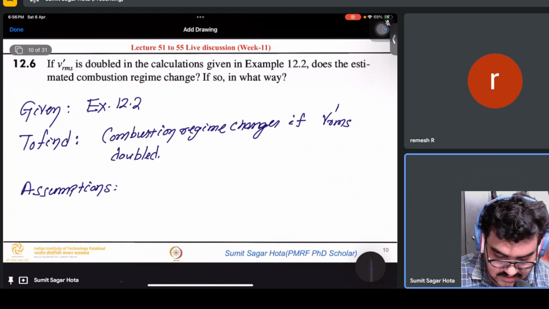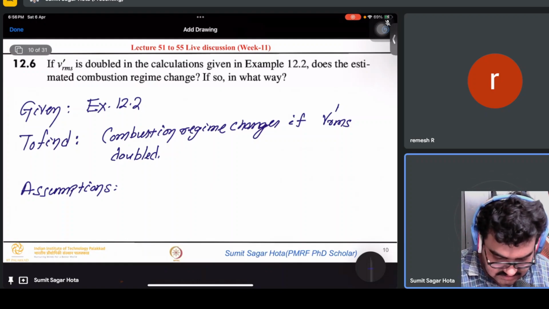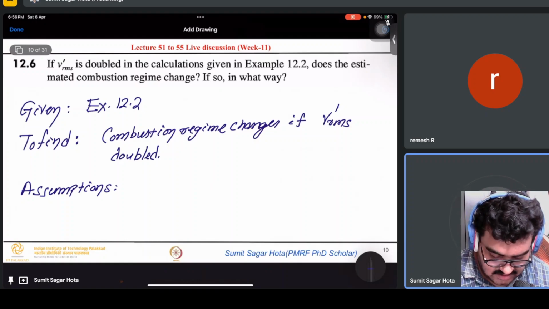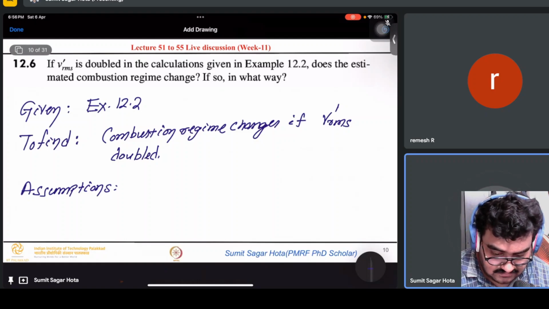Problem: the Kerstein and James correlation applies for turbulent to laminar flame speed. The important thing in this type of question, when v_rms is doubled, tripled, all these questions are asked, is to always directly use the correlation for flame speed.